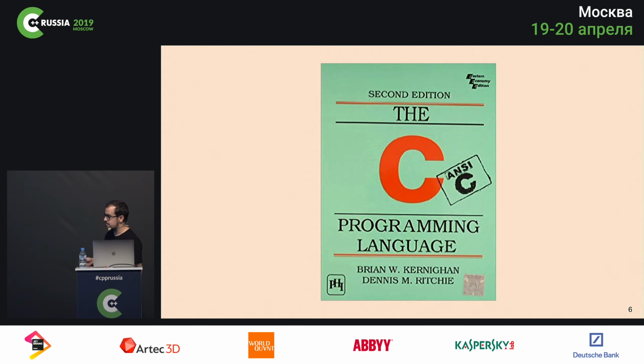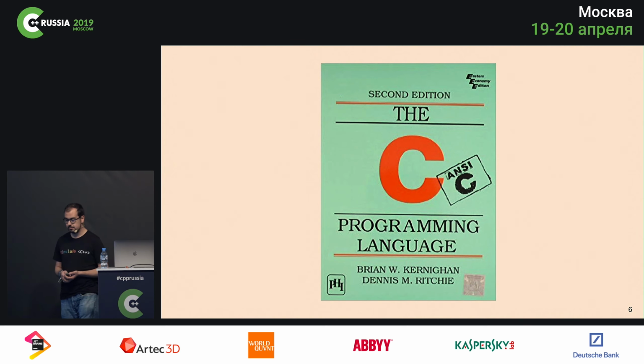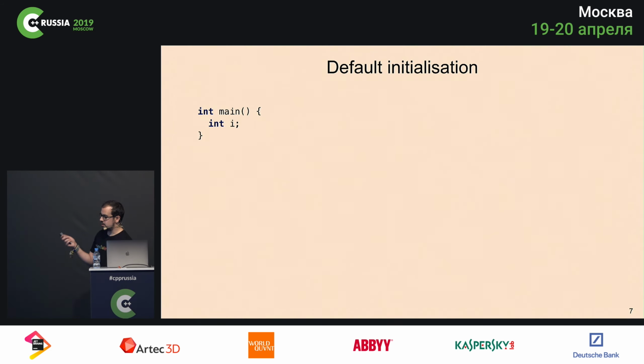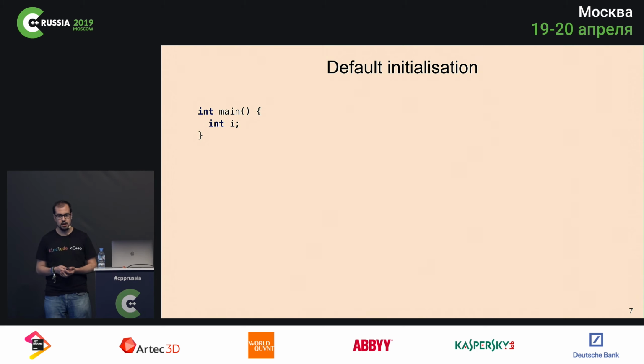Let's talk about C, because we basically inherited a lot of stuff from the C language. So it turns out that C already has several different ways to initialize an object or a variable. And of course, the first one is this one, where you actually don't initialize the variable at all. You just don't give it an initializer. And in C++, that's called default initialization.